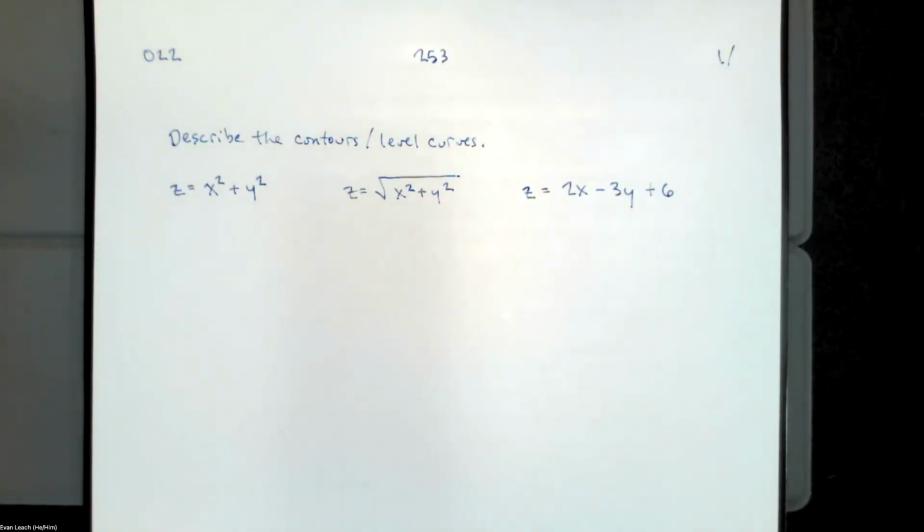Today, I want you to take a moment, take a look at these three functions of two variables, and describe what you can see using contours or level curves. We know that each one is a function of two variables, so we are trying to represent a surface in R3. So pause the video here, take a moment, and describe level curves.